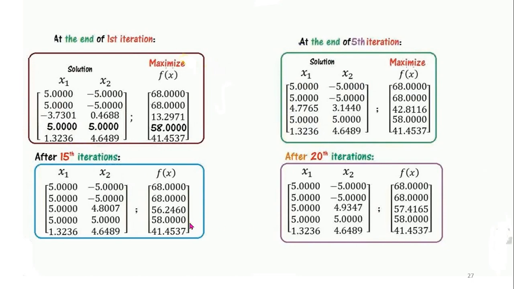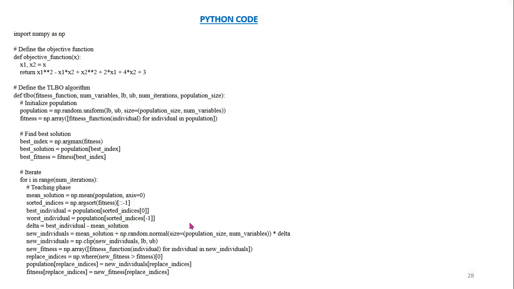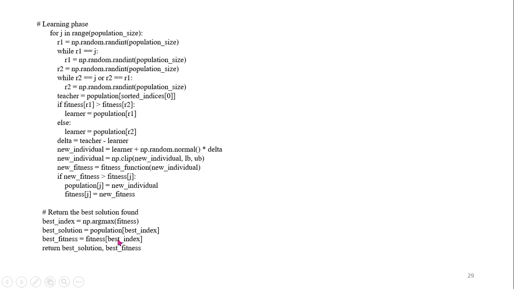So now we can solve this problem in Python code. This is the Python code actually. This code is defined as the objective function. This is for the objective function, this code is for the TLBO algorithm, and this is for the iteration. This code is for the iteration. This is the learner phase, and after that we return the best solution found. This is the code for the best solution.